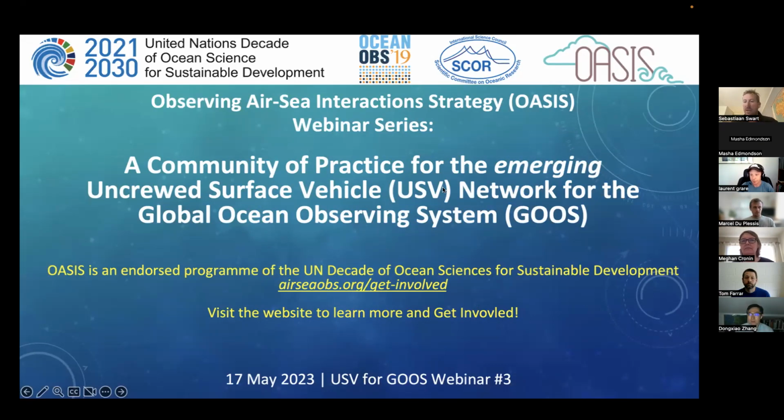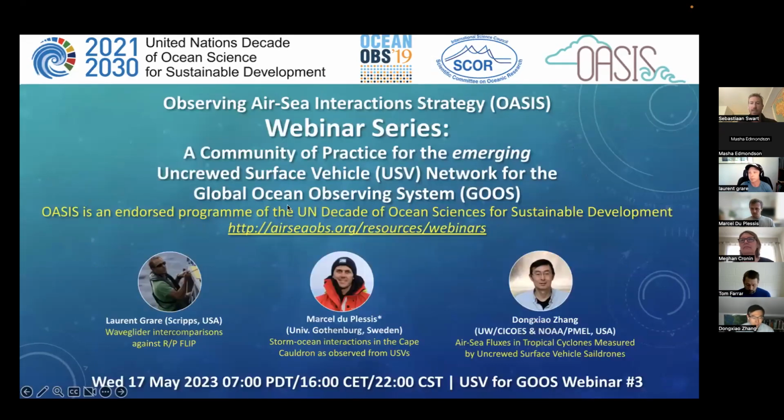Today we're going to be having our third webinar in this USV series, which we're trying to have monthly. Let me go to the next slide. We are very fortunate to have three great speakers in this domain. Laurent Grare from Scripps is going to give us a presentation around wave glider observations and comparisons against FLIP. Marcel du Plessis from the University of Gothenburg in Sweden is going to be looking at storm ocean interactions and how they might impact fluxes, in particular in the Cape Basin area south of South Africa. And Dongxiao Zhang, looking at air-sea fluxes in tropical cyclones and hurricanes from USVs, and I presume there's going to be sail drones in that one.